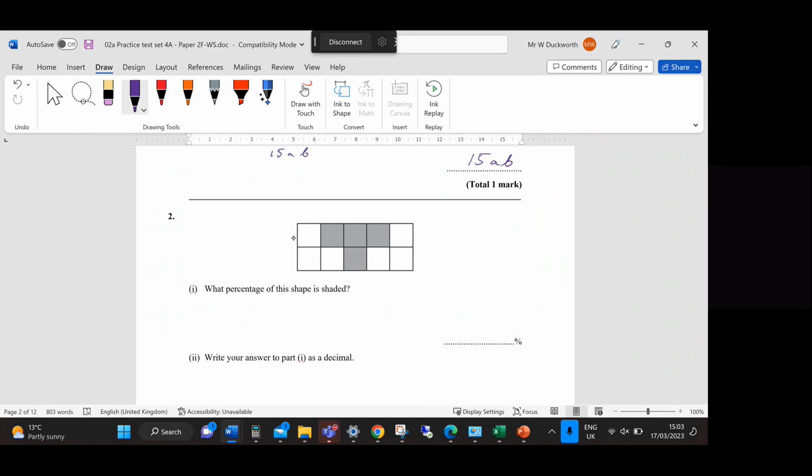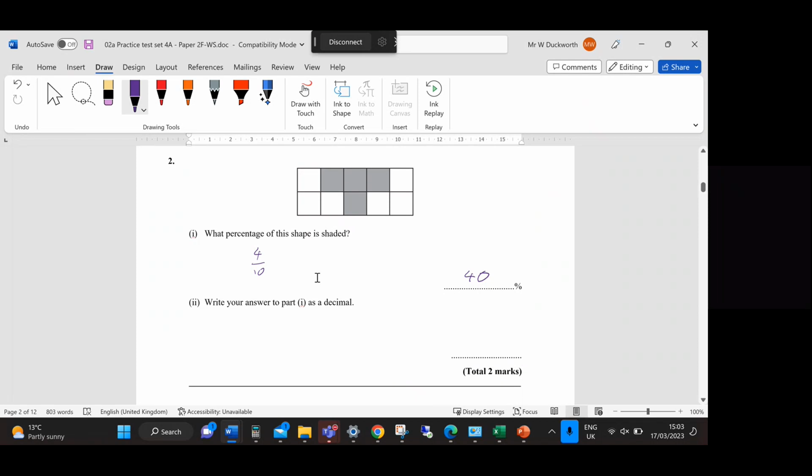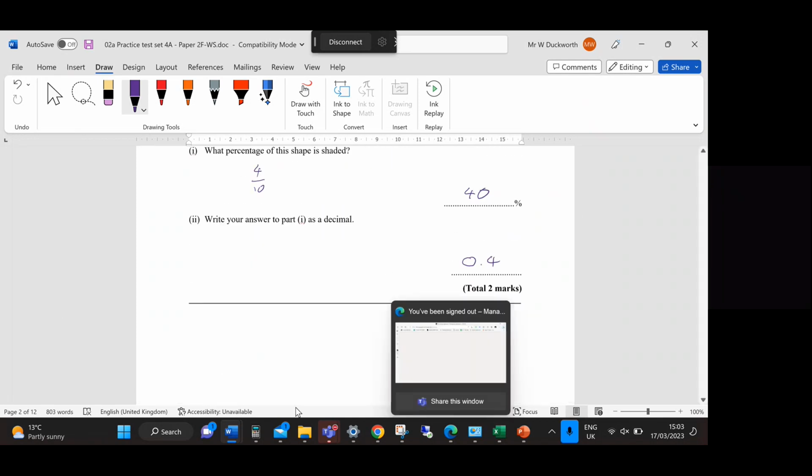For question 2, what percentage of the shape is shaded? So realistically, we need to work out how many squares there are. So we've got 10 squares in total, and 4 of them are shaded. So what percentage? 4 out of 10 is the same as 40 out of 100, so it would be 40% of the shape is shaded. Write your answer to part A as a decimal. Well, 4 out of 10 as a decimal is 0.4, so we go 0.4.